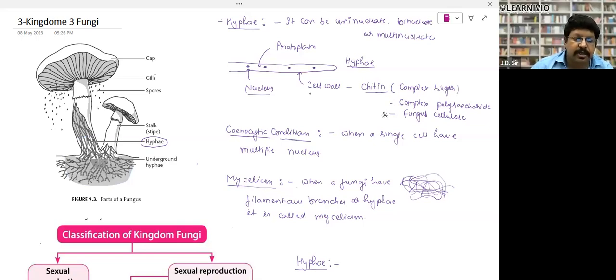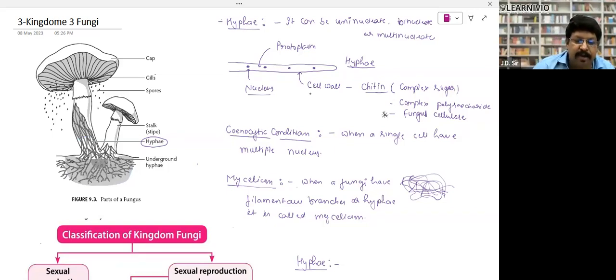Now, cenocytic condition, these are the basic things. So still I'll repeat, cenocytic condition. When a single cell has multiple nuclei, so there is one hypha which is filled with a number of nuclei. So this is called cenocytic condition, right? The multinucleate condition is also known as the cenocytic condition.